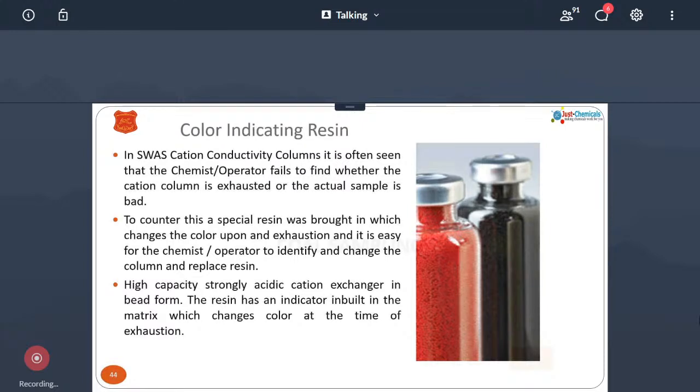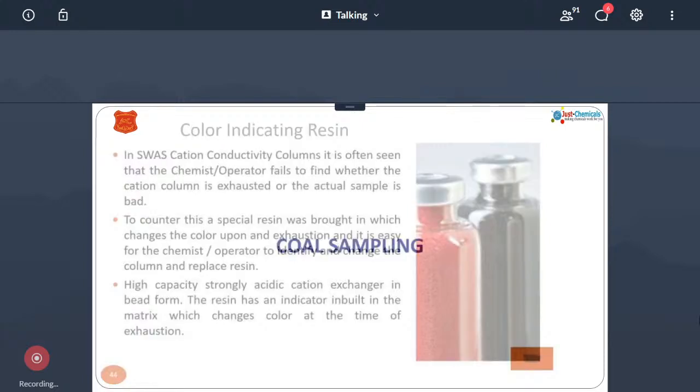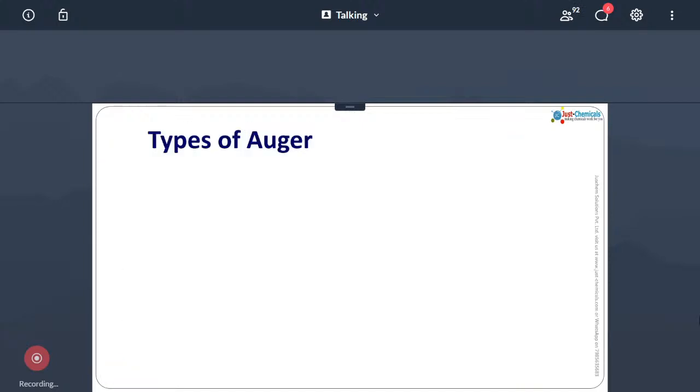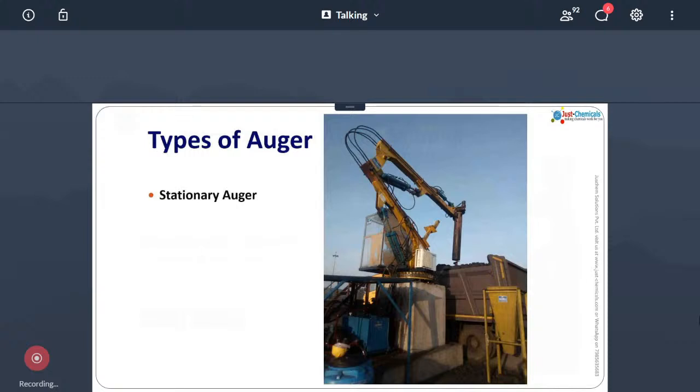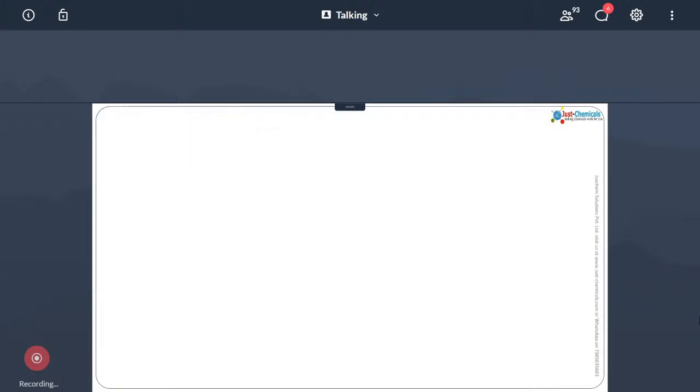Then in coal sampling, I'll go a bit faster now. Earlier, what we were doing in coal sampling is here. I'll turn the mic up again.